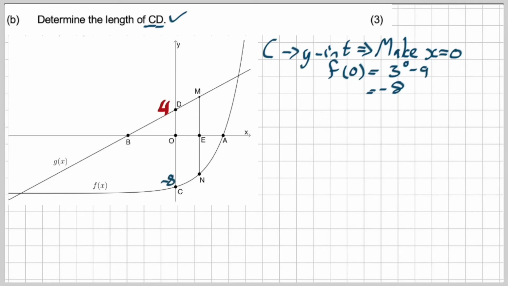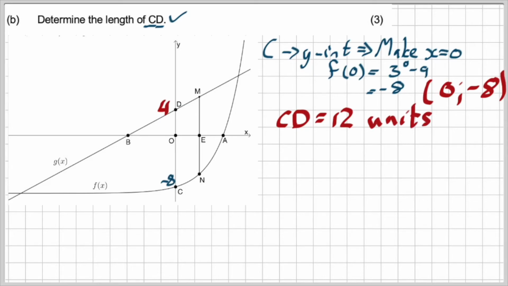Which means that C is the set of coordinates (0, -8). I put it on the graph, wrote it on the graph as well. But therefore, CD is 12 units. Okay? Now, we are not that concerned about putting in units, but, oh man, it is awesome. Why not do it? Let's have a look at the next question.